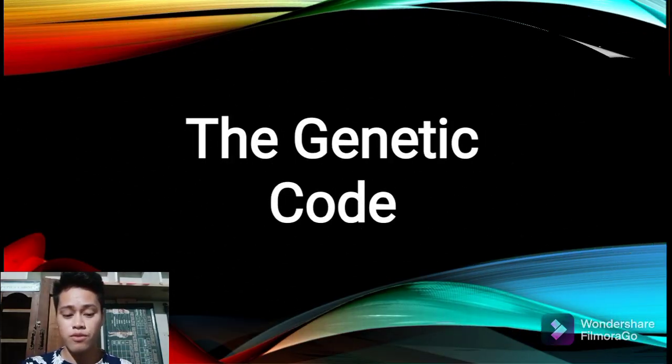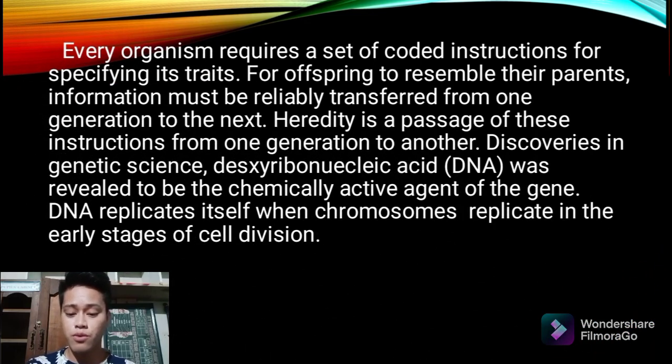The genetic code. Every organism requires a set of coded instructions for specifying traits so that offspring resemble their parents. The parents' information must be reliably transferred from one generation to the next. Heredity is the passage of these instructions from one generation to another.